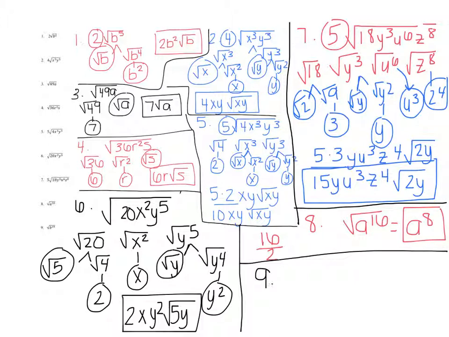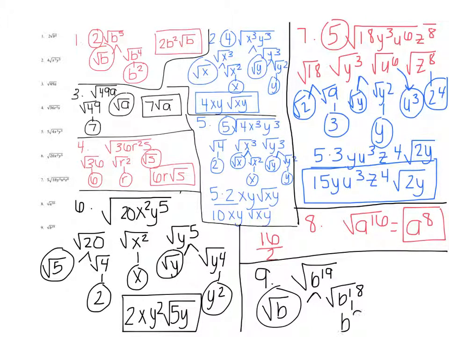And the last one, number 9, radical b to the 19th. Since it's an odd exponent, we're going to split it into radical b and radical b to the 18th. Can't simplify radical b at all. Square root of b to the 18th is b to the 9th. So we end up with b to the 9th radical b.